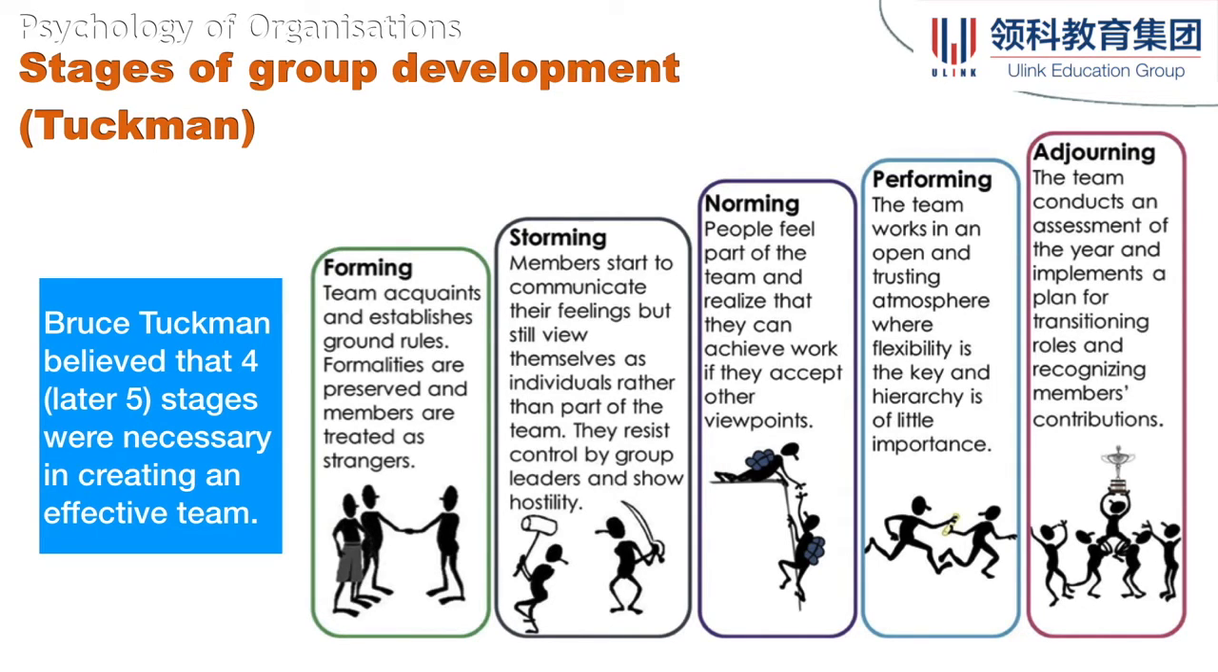Norming is when people accept which method is going to be decided upon and they start to work together. And performing is the actual implementation of a plan. And the adjourning is when people reflect upon what they did. Maybe they acknowledge some good or poor performance, and they might break up or decide to form a different group for the next task.